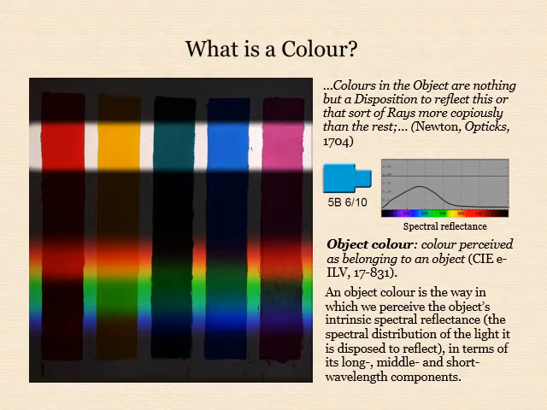A colour that we perceive as belonging to an object is called an object colour. An object colour is the way in which we perceive the object's intrinsic spectral reflectance if the object is opaque, or its spectral transmission if the object is transparent. For brevity, I'll just say reflectance from here on. Once again, we now know that the perceivable property is not the spectral reflectance in all its detail, but its overall composition in terms of its long, middle, and short wavelength components.